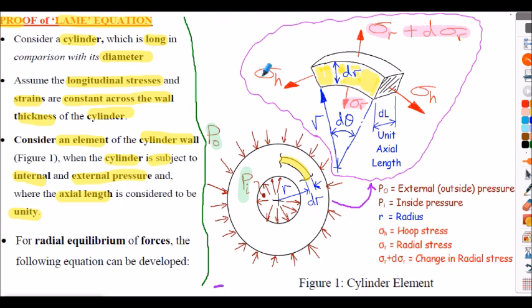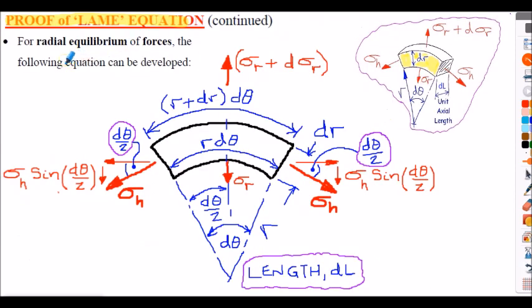We also have the hoop stress on either side of this element. The element spans over an angle of d theta, and we know the inside radius of the element, and we know the thickness of the element, delta L. So let's now consider the radial equilibrium of the forces. What we're going to do now is develop an equation by considering the radial equilibrium of the forces applied.